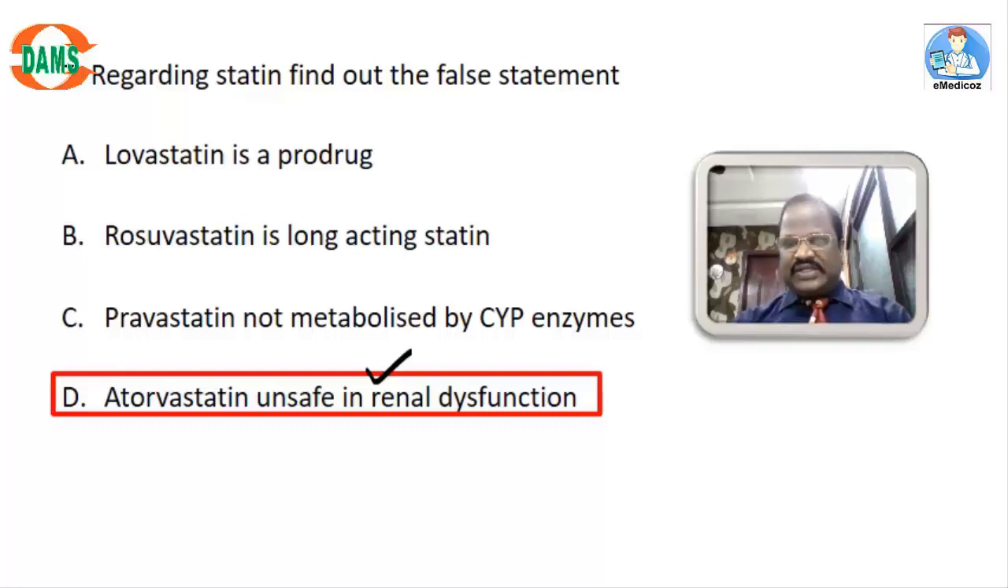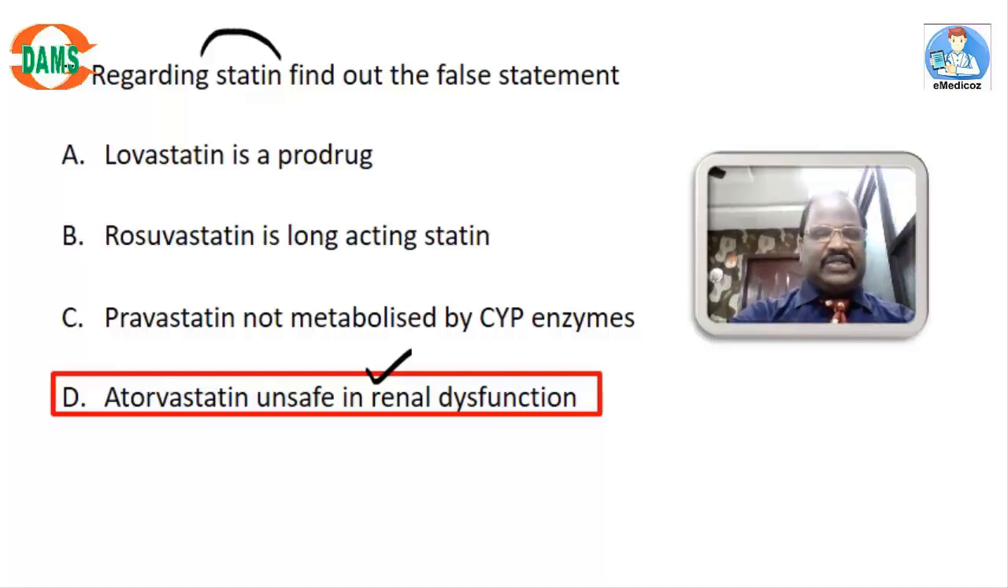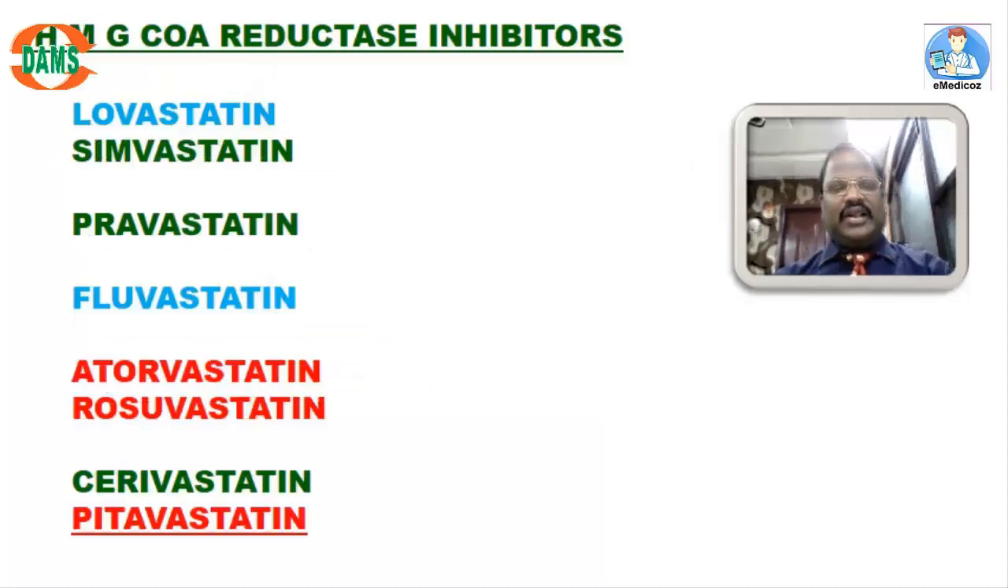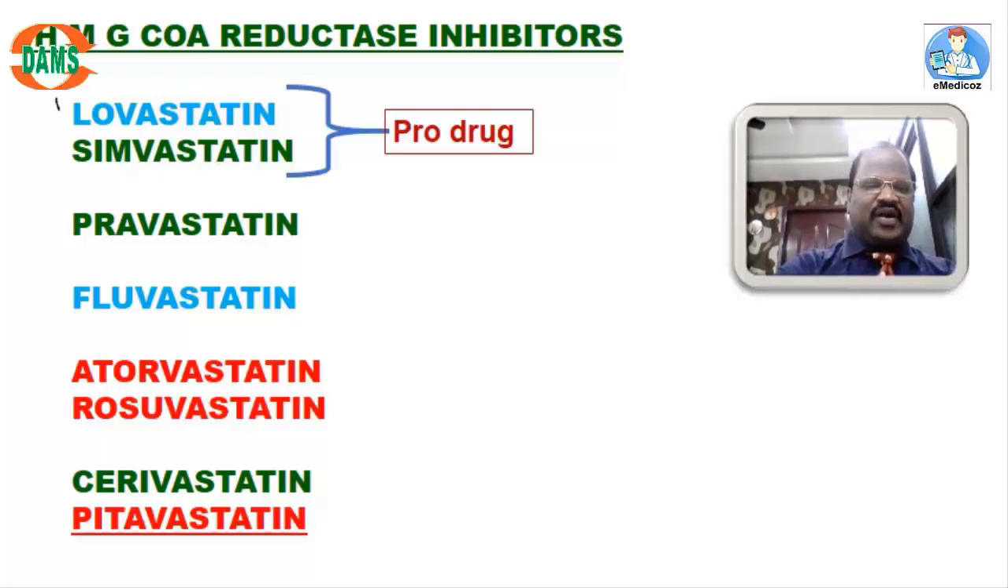Now we go to discussion of some important properties of statins. We know statins are a group of drugs useful for lowering cholesterol, acting by inhibiting HMG-CoA reductase enzyme. So what are the important property-based MCQs on statins? For example, among the statins, lovastatin and simvastatin are prodrugs. All other statins are active as such. So among the statins, prodrugs are lovastatin and simvastatin.